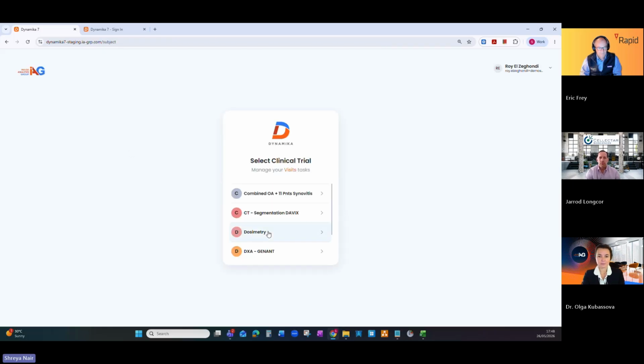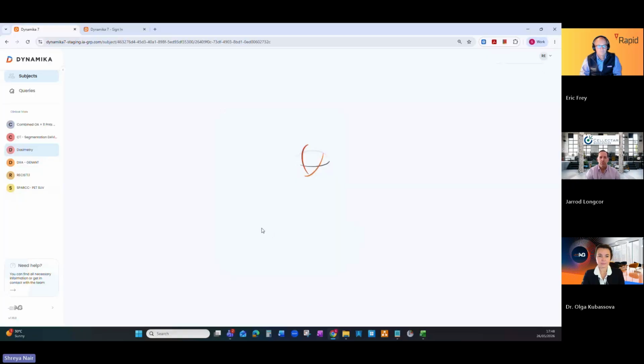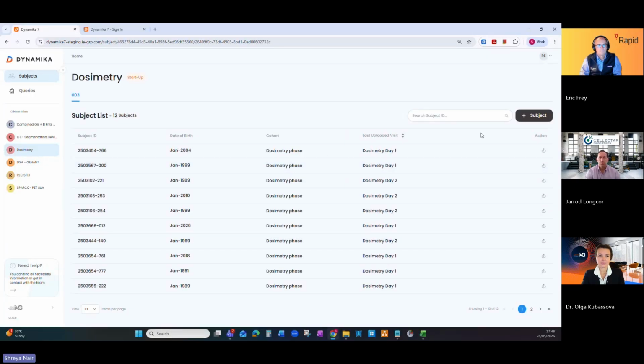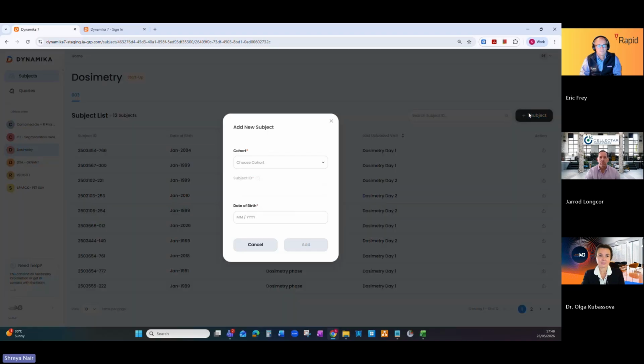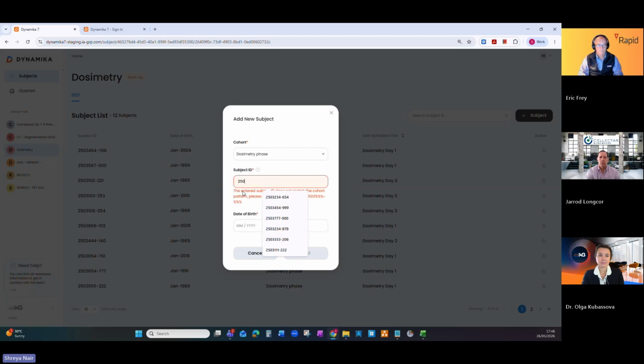Once they log in, they need to select a trial that they're part of. It begins with first creating a subject. They need to create a subject and select a cohort. All of this is configurable in Dynamica. So for example, I want to upload some images in the dosimetry phase. We need to provide some subject IDs that are defined in the platform as well.